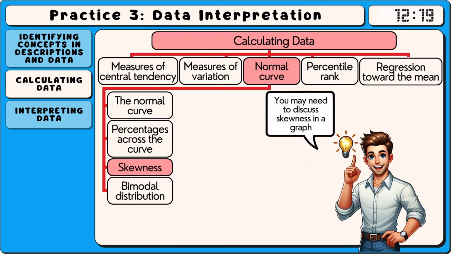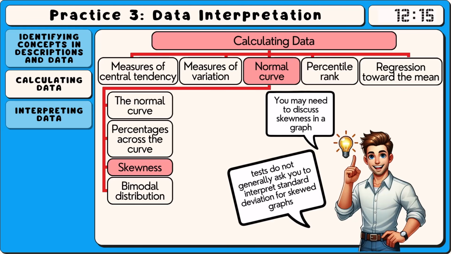For AP Psychology, you may need to discuss skewness in a graph, but tests do not generally ask you to interpret standard deviation for skewed graphs, because standard deviation assumes that scores spread fairly evenly around the mean, which is not true in a skewed distribution.